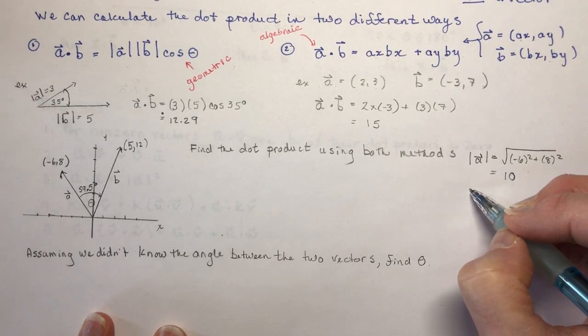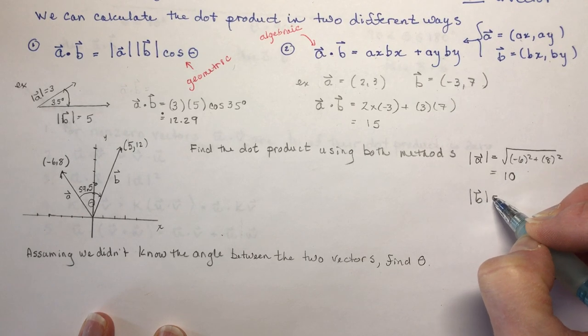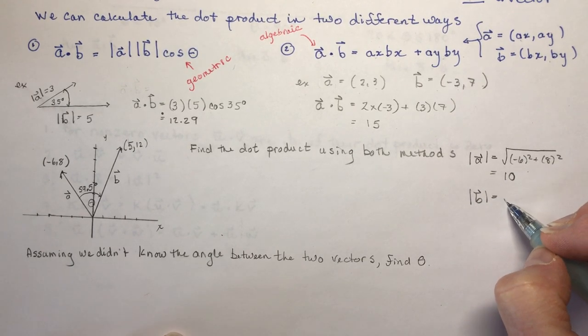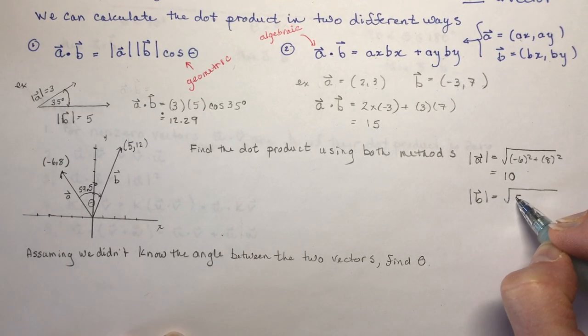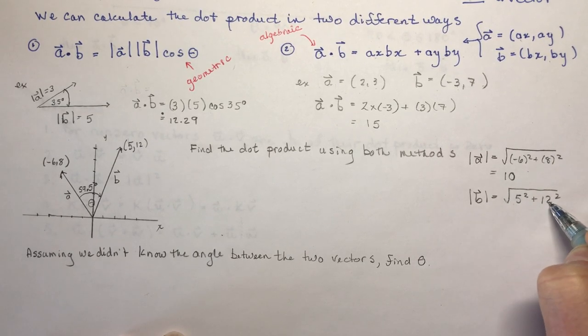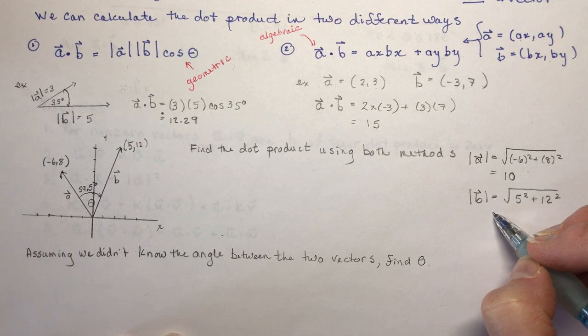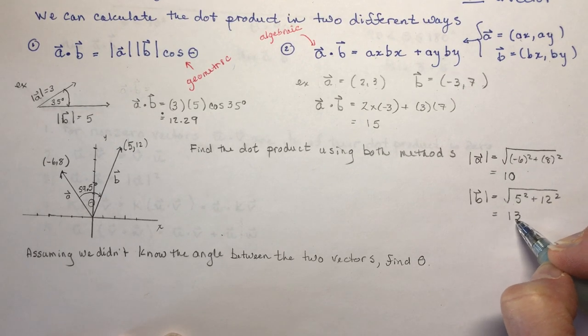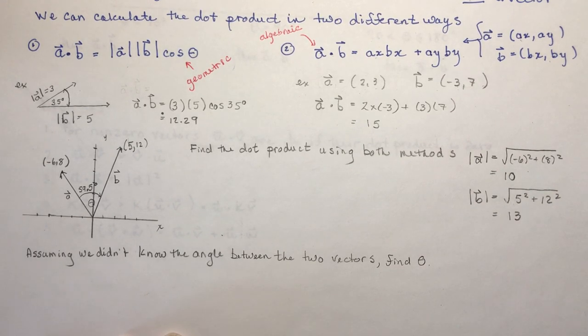And the magnitude of B is going to be the square root of 5 squared plus 12 squared, and that's 25 and 144, which is 169. The square root of 169 is 13. How lovely. Perfect numbers to work with.